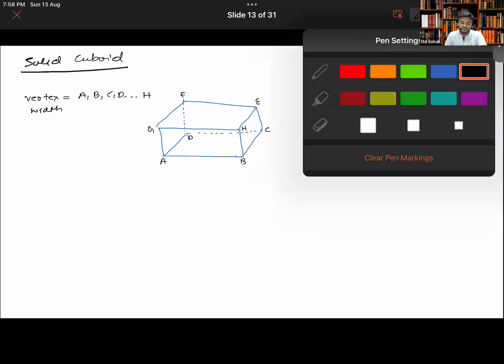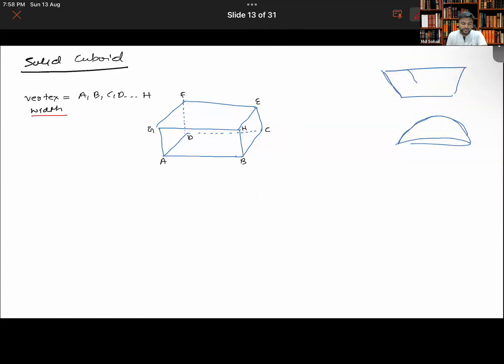Width, basically breadth. Okay, no issue. Width here, this side BC, right? That is width. Side AD, that is also width. Side AB, side AD, EH, ED, and then GF. These are all examples of width. Okay, what is the face?